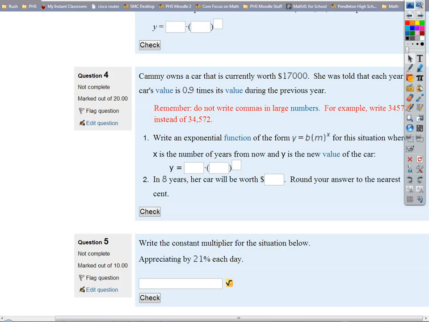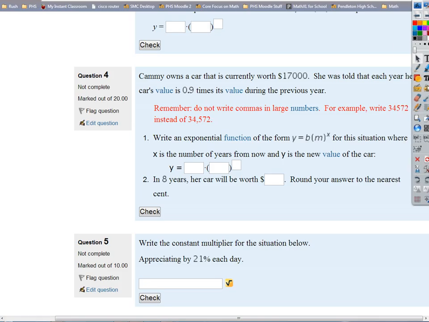Okay, same kind of thing here. Here's the initial value, 17,000. Now, what's it say here? Each year she has the car, the value is 0.9 times its value in the previous year. So what's the constant multiplier? 0.9. Yeah, so it starts off $17,000 times 0.9 to the x. And then we'll just plug in values to plug in 8 for x to find out what the value is after 8 years.